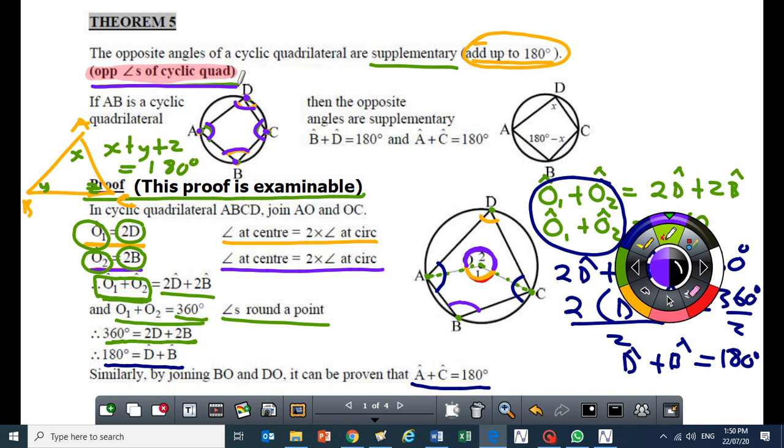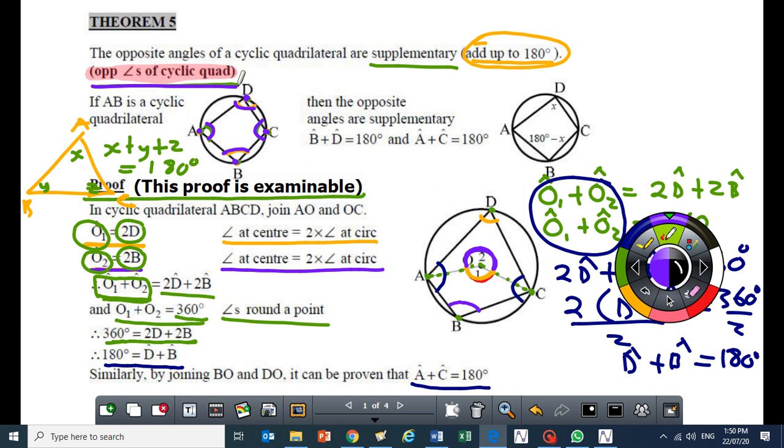Based on examination guidelines, you just write opposite angles of cyclic quad. That's all. You don't have to write the whole statement. Opposite angles of cyclic quad are supplementary? No, just write opposite angles of cyclic quad. All right. So that's theorem 5.